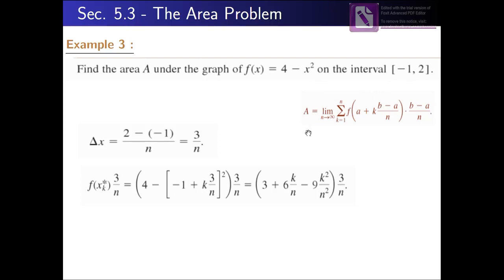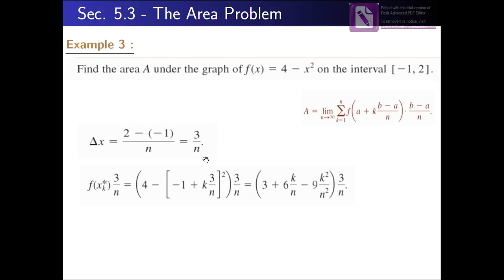So we know that A is equal to the limit when n goes to infinity of the summation of f(xk star) multiplied by delta x. So xk star is a plus k multiplied by (b minus a) over n, and delta x is (b minus a) over n. So first we need to evaluate delta x. We said that delta x is (b minus a) over n. So b is 2 and a is minus 1. So we have 2 minus minus 1 over n. So 2 minus minus 1, this is 3 over n.